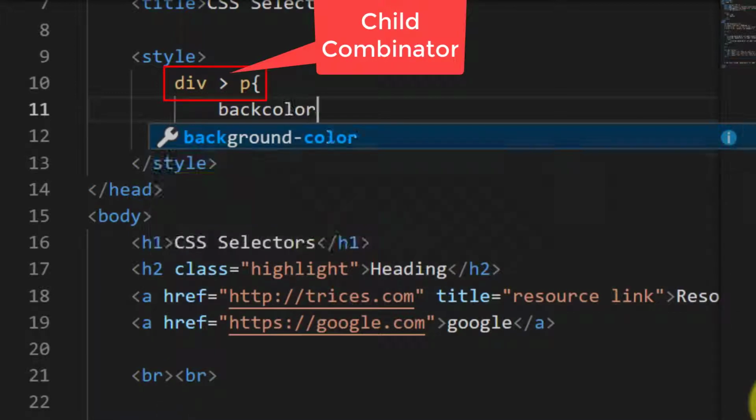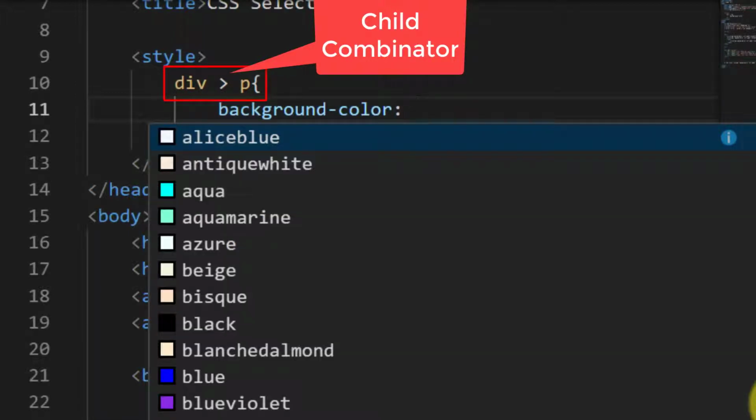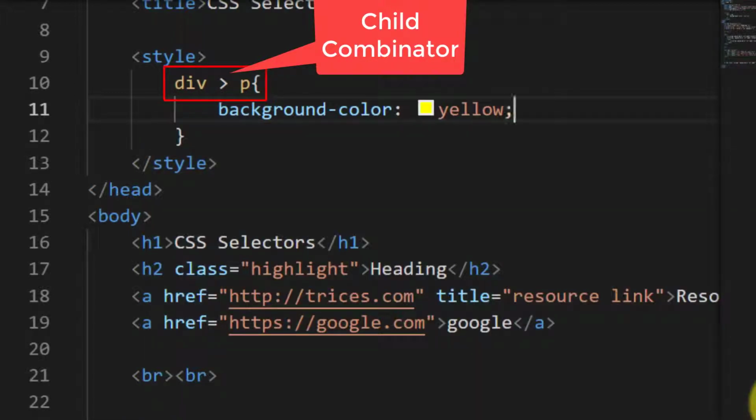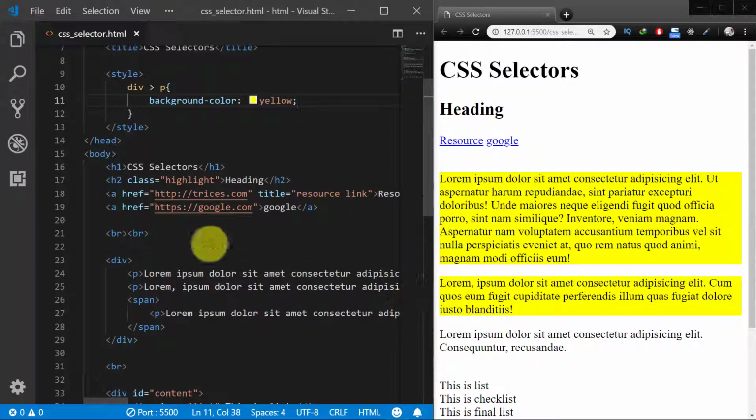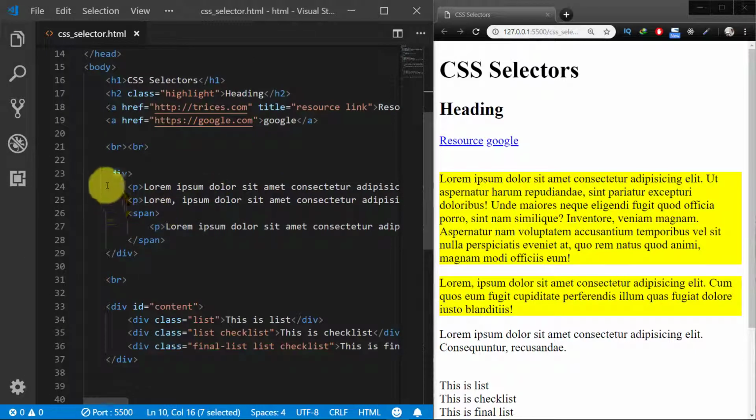The descendant combinator, however, is more liberal. Not only will it select children of the first tag, it will also select grandchildren, great-grandchildren, and so on.